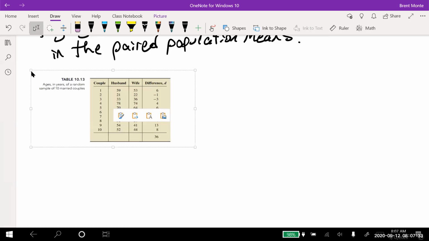All right. So let's do that. But here's what we're doing. Notice they've got 10 different couples here. So each couple is a pair. And look at that first couple, the husband, 59 years old, the wife, 53 years old. If we take the difference in their ages, we see that that's 6 years. So that last column of differences, this column right here, that's our data. So we only actually have one column of numbers.